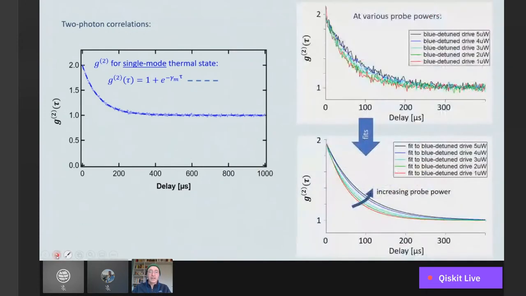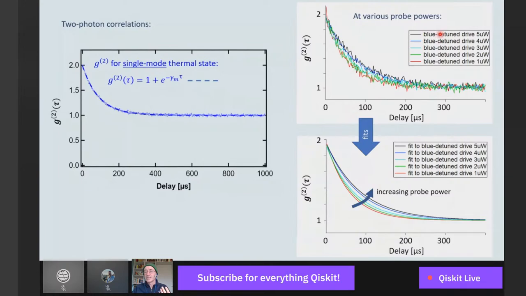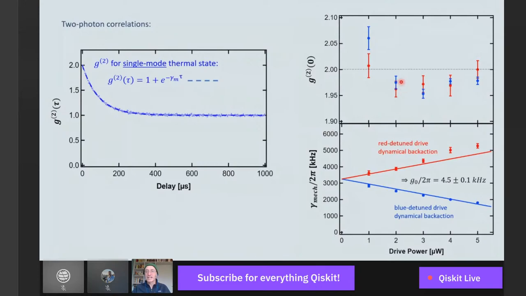Okay, so that's nice. It agrees well with theory. We can do lots of things like vary the laser power that we're sending in, and the curves look almost the same, but decay a little faster or a little slower. That's just the fact that when you send in blue detuned light, you are, by dynamical back action, making the oscillator decay more slowly. And so you get a slower decay here. Anyway, those are the corresponding fits. We can summarize that here. Even if we vary the drive laser power and send in the laser light blue detuned and red detuned, we always see this g2 factor of 2 at the origin, meaning consistent at least with the thermal state.